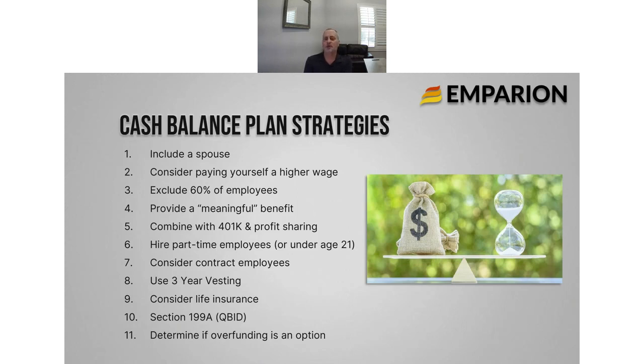Section 199A is QBID, which has to do with the 20% pass-through QBID deduction for business owners. These plans are fully eligible for that. So not only might you save 40% federal and state, they also give you the ability to pick up that 20% deduction, which is so critical to many.